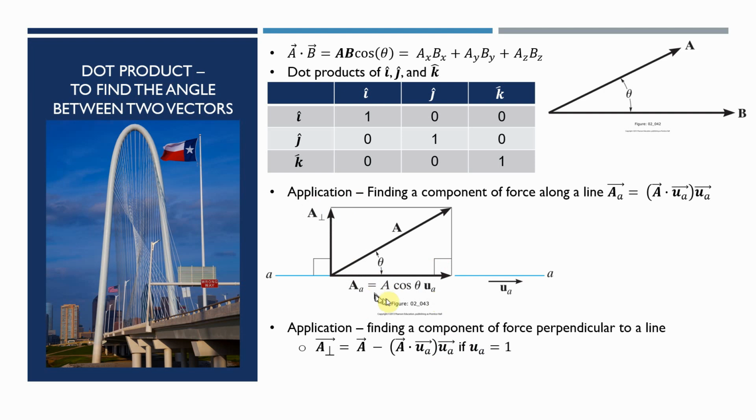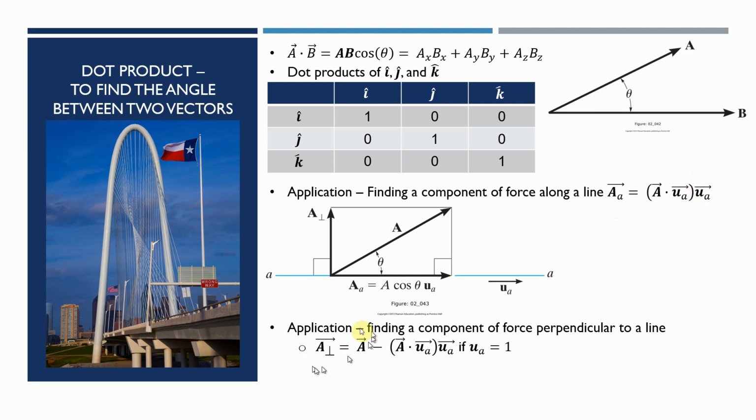Now, we can also express A cosine theta as A vector dot UA. A vector dot UA equals A cosine theta. So now we can write the A vector as A dot UA. That gives us a scalar. The dot product gives us a scalar times the unit vector.